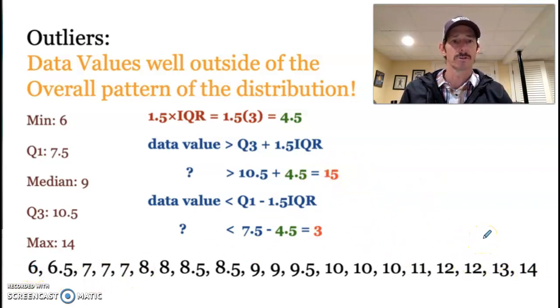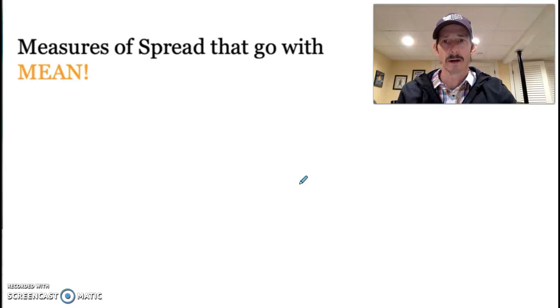So this is where I usually draw a fence over here on the right. Boom, and I draw a fence here. And I don't have anything outside of my fences, so nothing is beyond these two values. So there is no outlier.